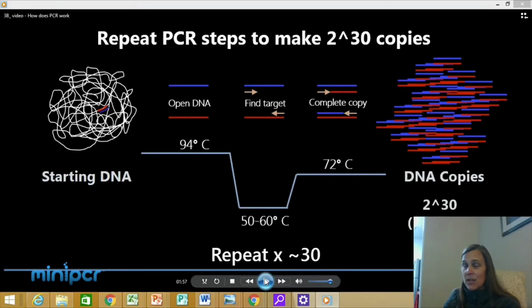So that is some serious amplification, where you go from 1 to a billion of that segment of your DNA, and that's what you're going to do in the Missy Baker lab.